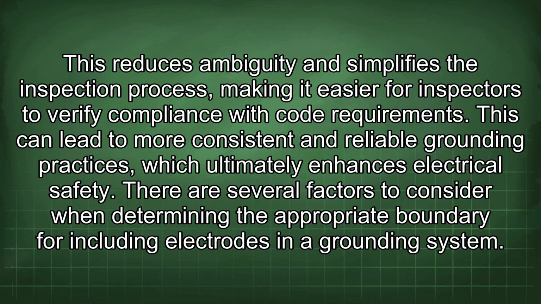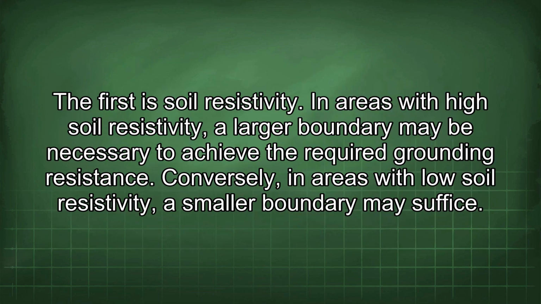There are several factors to consider when determining the appropriate boundary for including electrodes in a grounding system. The first is soil resistivity. In areas with high soil resistivity, a larger boundary may be necessary to achieve the required grounding resistance. Conversely, in areas with low soil resistivity, a smaller boundary may suffice.